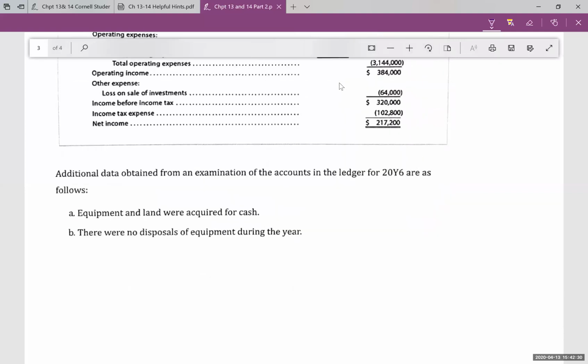Here's some other additional data. Equipment and land were acquired for cash. So there's a cash payment in there, equipment and land, not operating activities, but what section is that in? There were no disposals of equipment. Good to know. Going back to A, this would be in the investing part of the statement of cash flows.